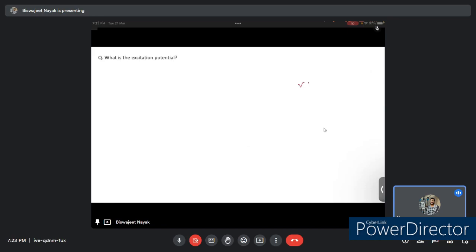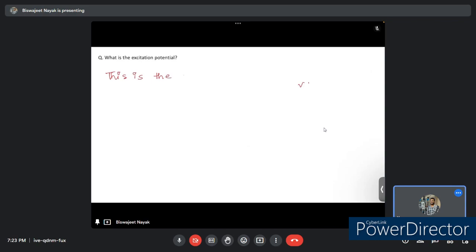So next, what is excitation potential? This is basically the minimum energy required to eject one electron from an atomic shell, and what are its dependences.